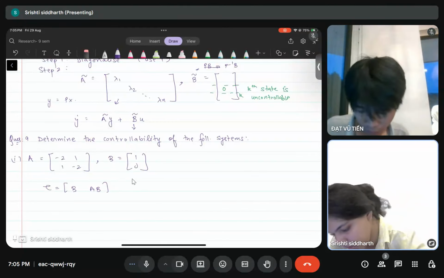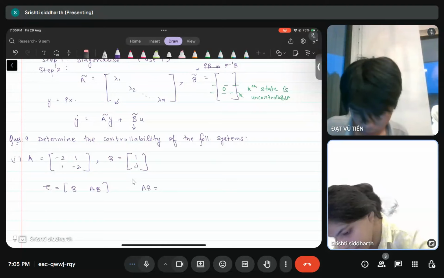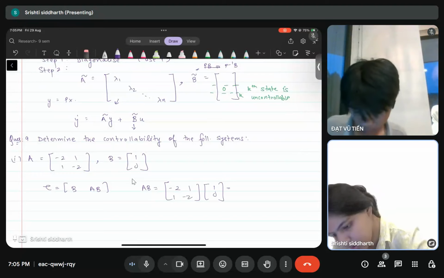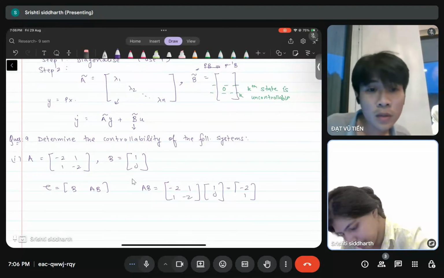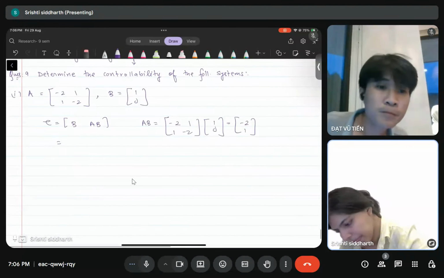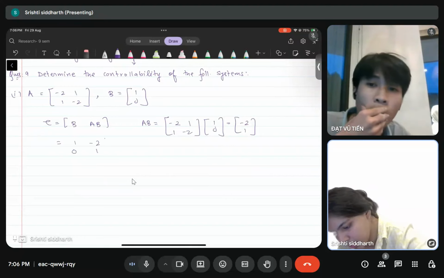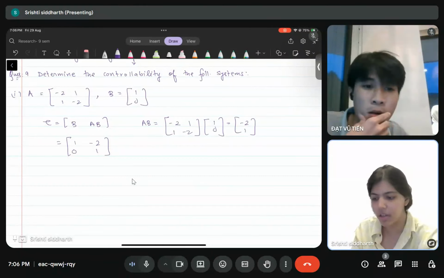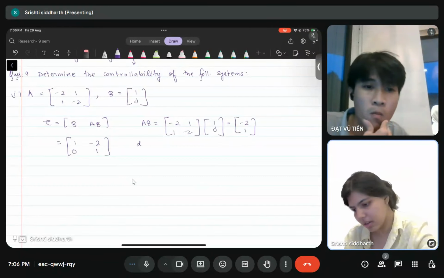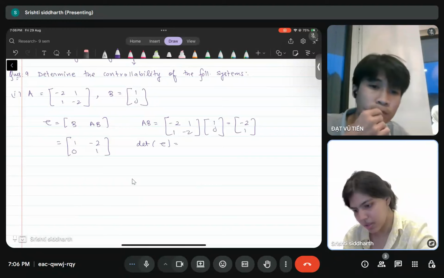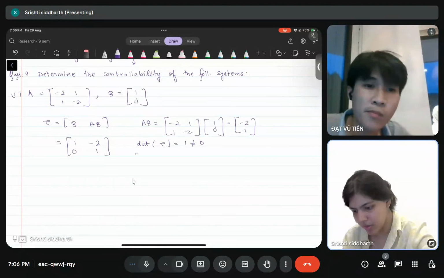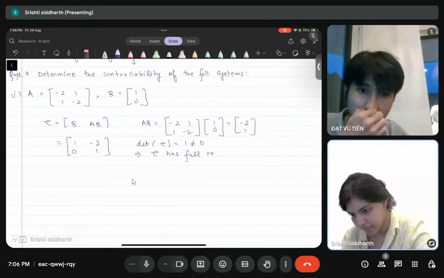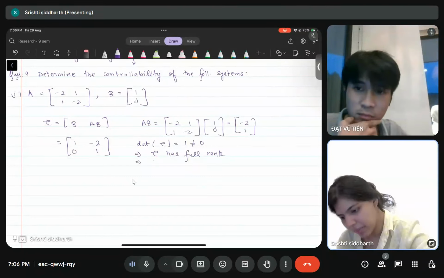So AB is, just do this, so this becomes -2 and 1. This becomes the matrix 1, 0, -2, 1. The determinant, this is a square matrix, so we just need to find the determinant to comment on the rank. The determinant is 1, which is non-zero, which implies that C has full rank, which implies that the pair AB is controllable.